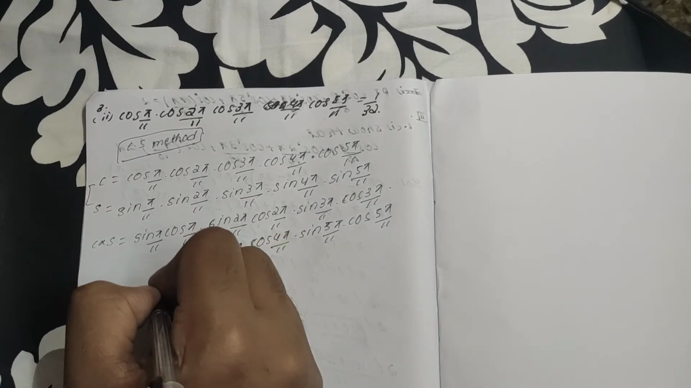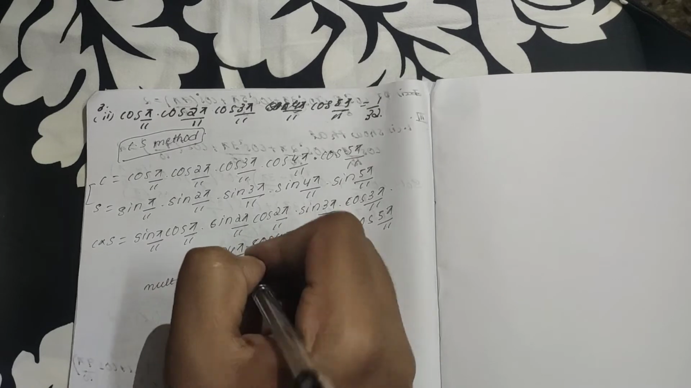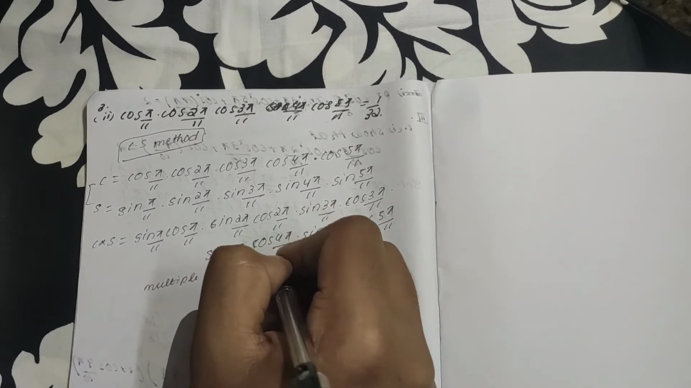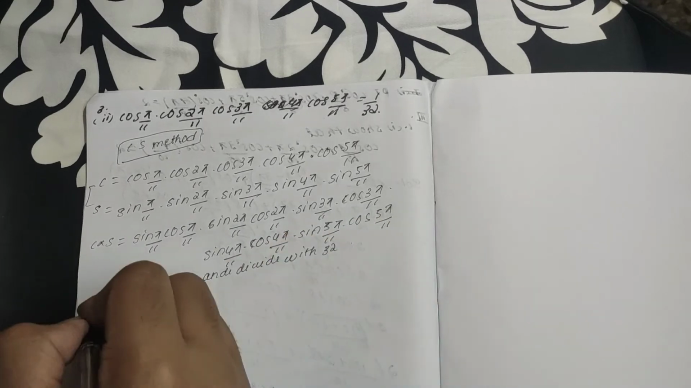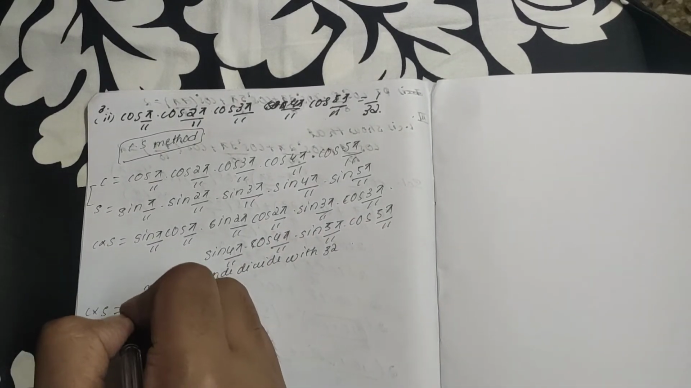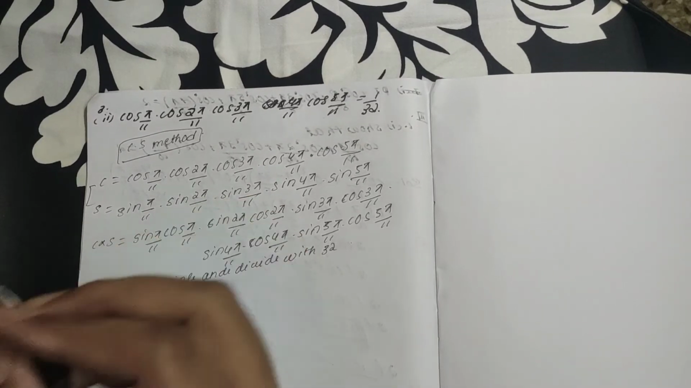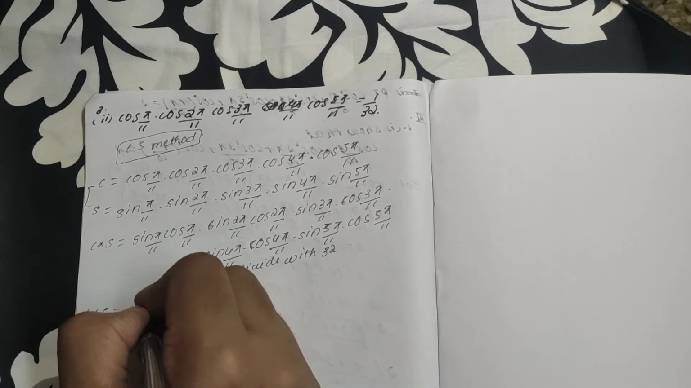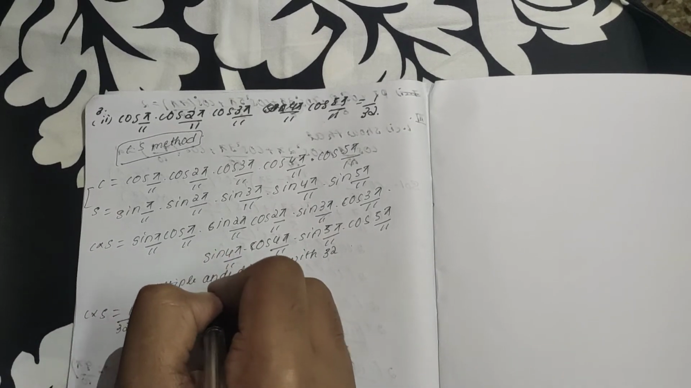So multiply and divide with 32. So C into S is equal to 1 by 32 into, distribute 2 to every term. So this is 2 into sine pi by 11 into cos pi by 11.